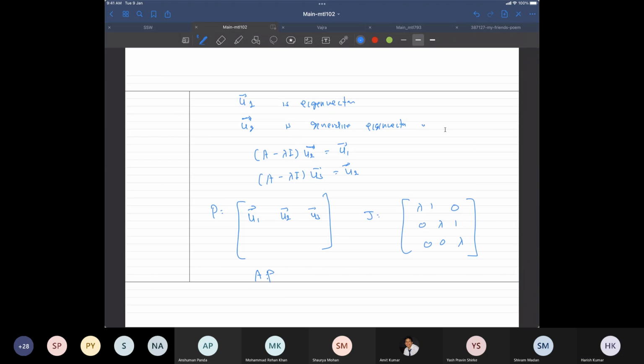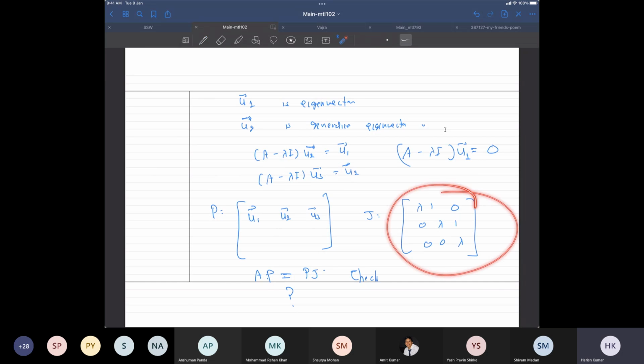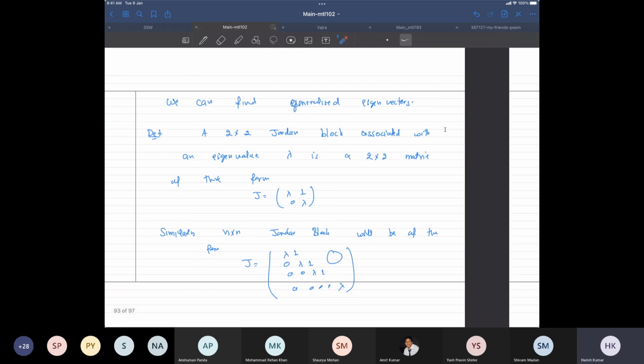So what you need to check is that AP is equal to PJ. You have to check. They will be equal. Okay, the calculation is same as I told you, just you have to use these 3 equalities, and in addition, of course, you should use that A minus lambda I u1 is equal to 0. Okay, so if you use that, you'll get this block. So here I'm not caring about any other eigenvector, I just stick with one and then I get the other 2. Okay, and this to a certain extent answered the questions what we are trying to ask.